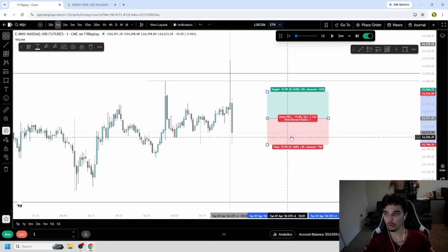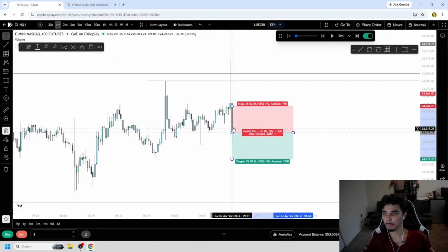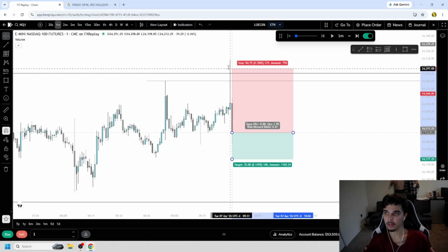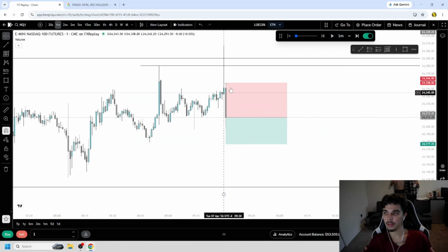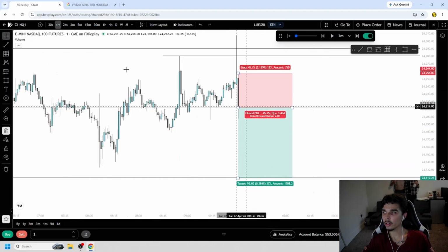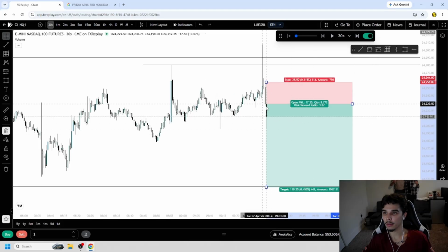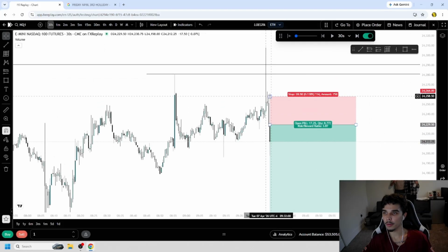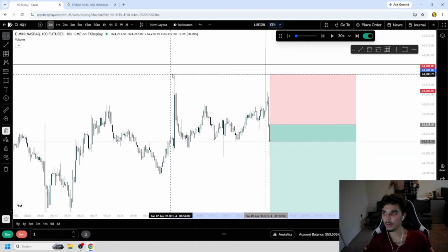So we could take the short. No, wrong way. We could take the short right here. Our stop loss is going to be pretty bad. We just gotta hope we don't come up into this crazy wick right here, and then we can target this. The real idea of this trade would have been right here, and then your stop loss could have been at the CE of this wick.